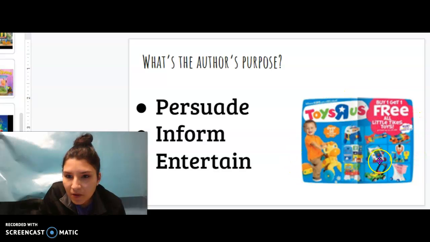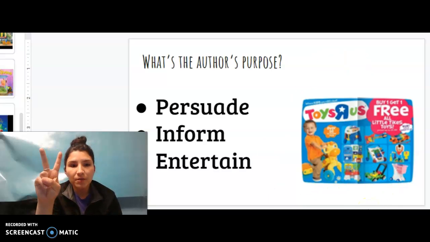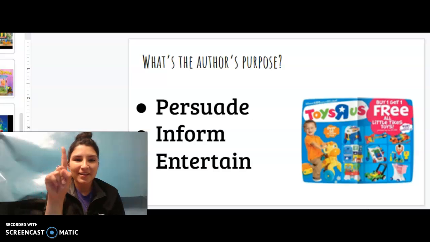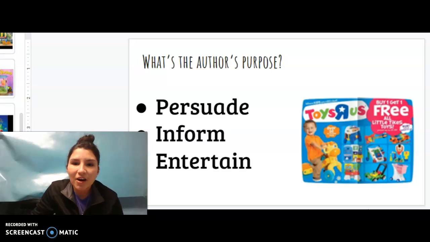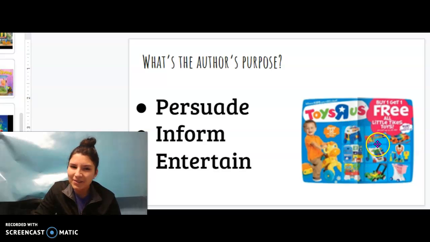Last one. This is actually an advertisement. Toys R Us, buy one, get one free, all Little Tikes toys. So, it has a whole bunch of toys. What was the author's purpose for creating this advertisement? To persuade you, to inform you, or to entertain you? To persuade you. The author is trying to get you to go get some toys. Go to Toys R Us and buy some toys, right? I don't think there's a Toys R Us anymore. I don't know if that's still a store, but this was a place for a toy store, right?